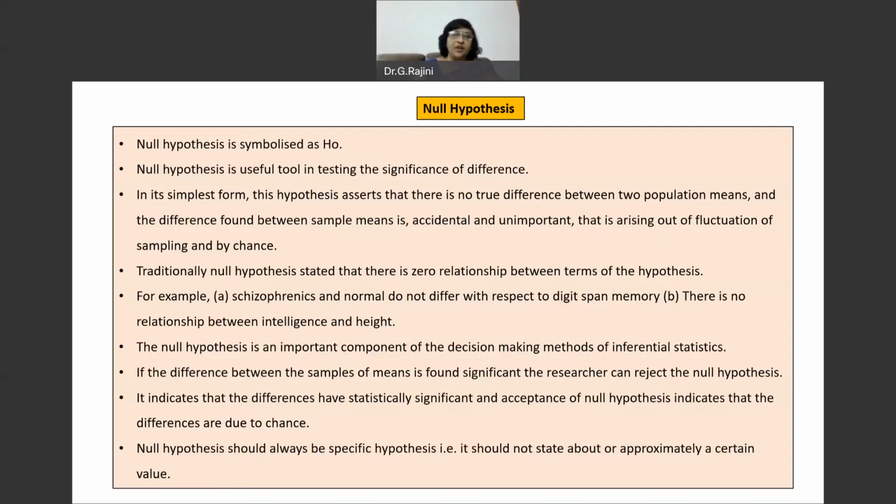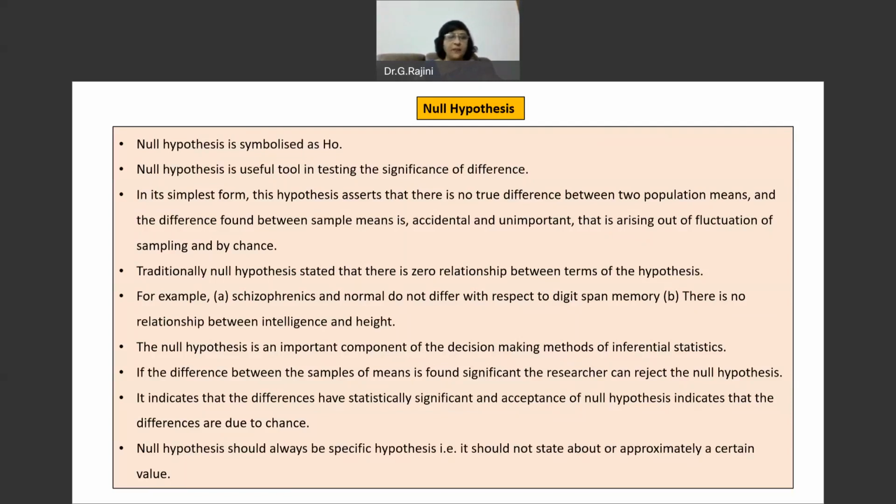So in its simplest form, this hypothesis asserts that there is no true difference between two population means, and the difference found between two samples is accidental and unimportant, arising out of fluctuation of sampling and by chance. So I told you, we have to generalize the data. So are we finding out if this difference is just by chance and it is not important? Is it significant or is it not significant? That's what we are trying to find out.